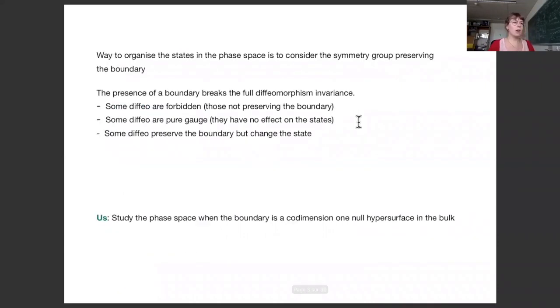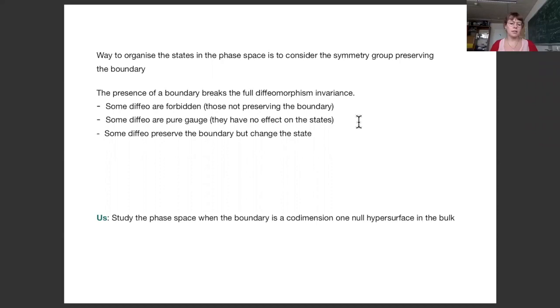And to describe the phase space, we need to organize the states in the phase space. For that, what is important is to consider the symmetry group that preserves the boundary. You know that general relativity is diffeomorphism invariant, but once you put a boundary, you might break this full diffeomorphism invariance. It means that there are some diffeomorphisms that will now be forbidden because they would break the boundary structure that you have put in your spacetime. So they are not symmetries anymore.